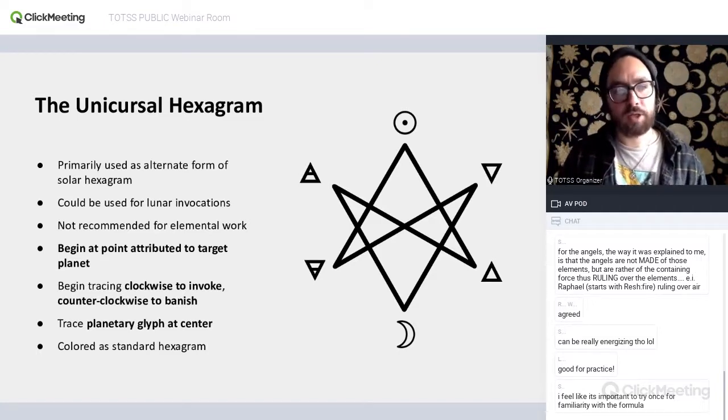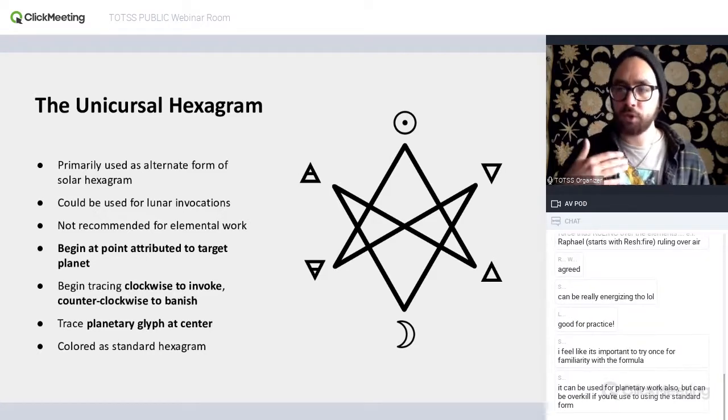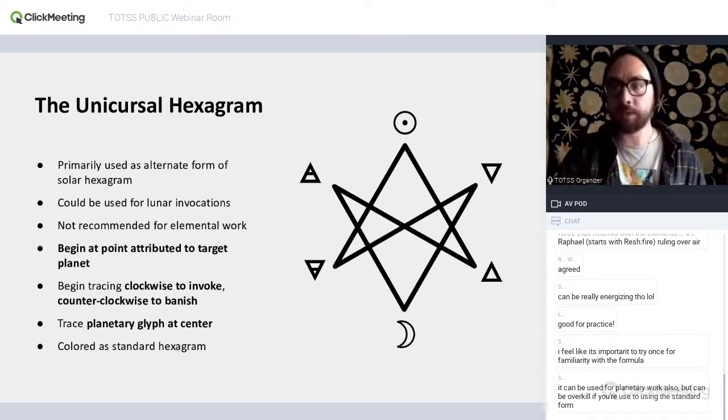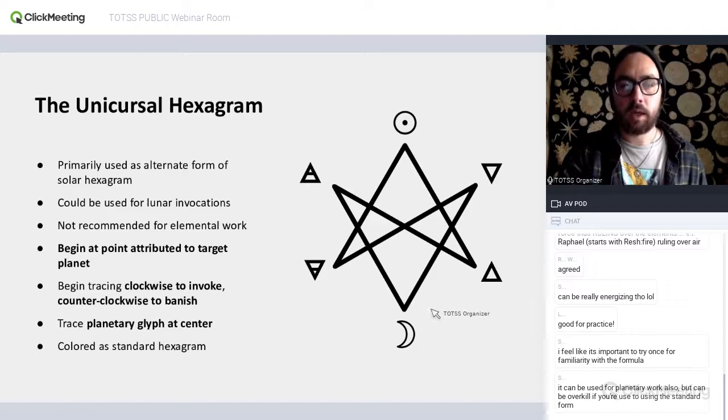And so the logic is very similar. You just begin at the point attributed to the target planet, and as you go around you'll reverse directions just because of the geometry of it. You'll start going clockwise to invoke the sun, and then trace it all the way around. And of course, the reason it's called unicursal is because it's drawn in a single line, not in 2. And then to banish the sun, you would start here and trace in the opposite direction all the way around. And same thing with the moon.